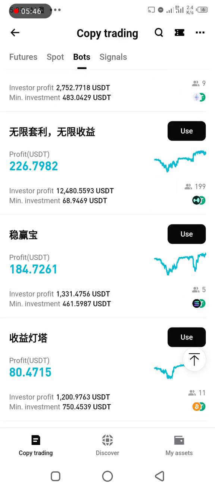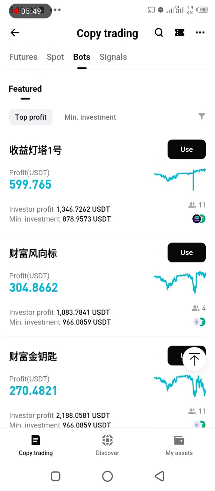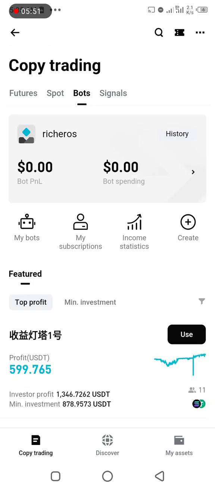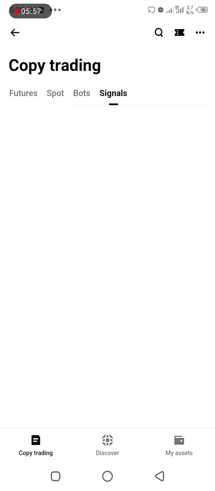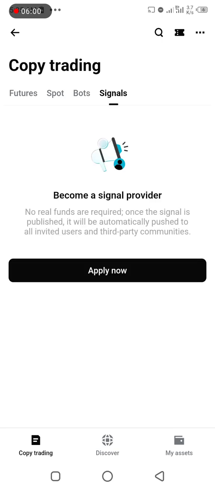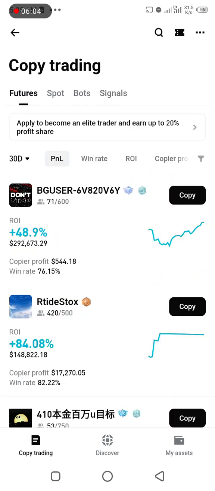That's it. The next one is signal. Signal, if I want to be sending signals for people to trade futures. So that one doesn't concern us. It's not part of it. That one is, you see, become a signal provider. If I want to, I apply. That's it. So this is the introduction of copy trading.